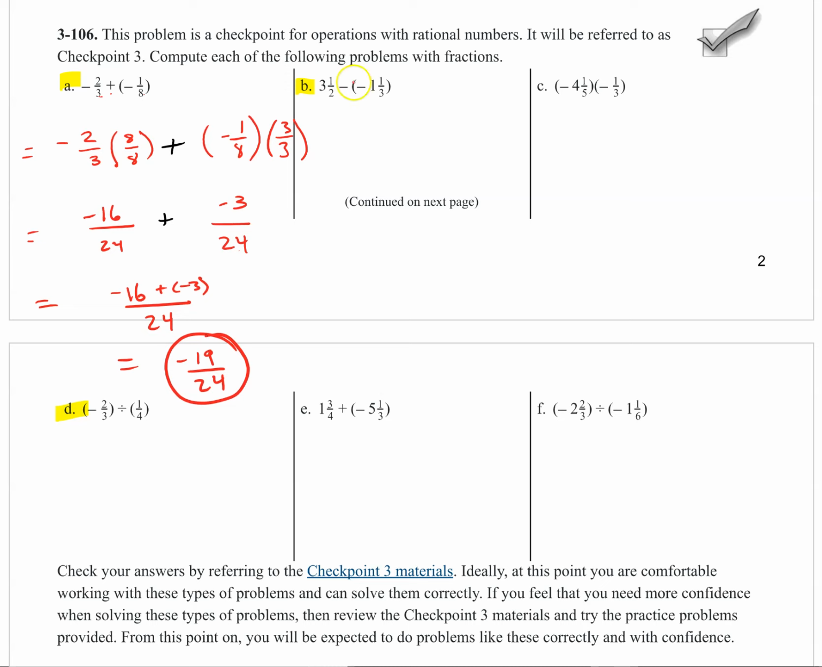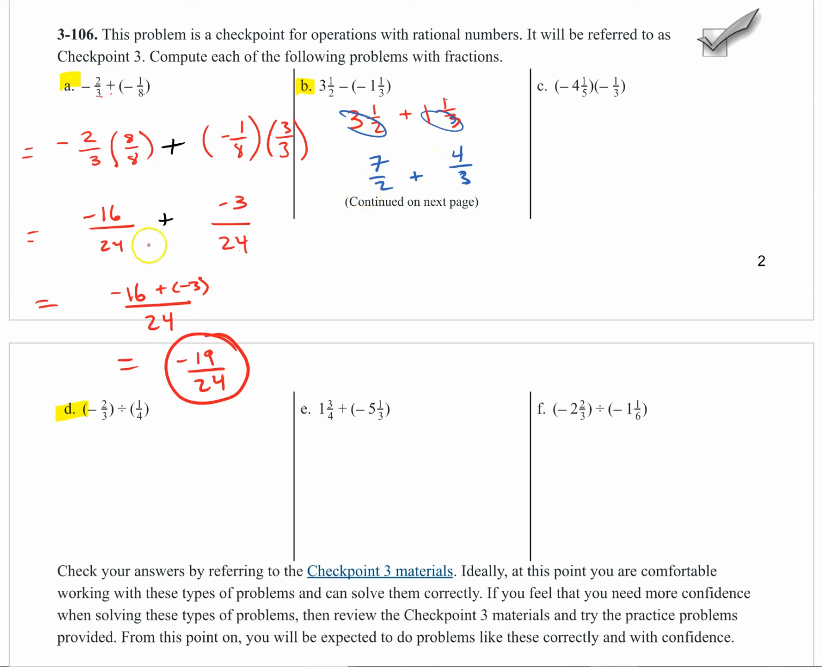Part B, 3.5 minus negative 1 1/3. So that is 3.5 plus 1 1/3. Alright, so you can solve this in many ways. I like converting them to an improper fraction. 3 times 2 is 6. Add 1, that's 7. 7 over 2 plus 1 times 3 is 3. Add the 1, that makes 4, so it's 4 over 3. 3, the original denominator. And then here, 2, the original denominator.